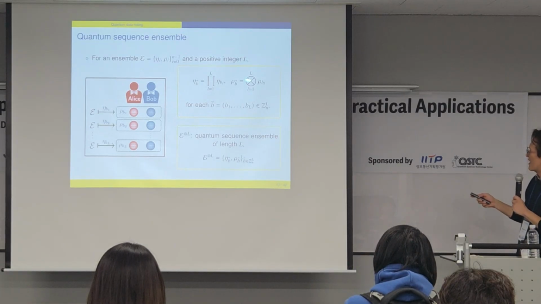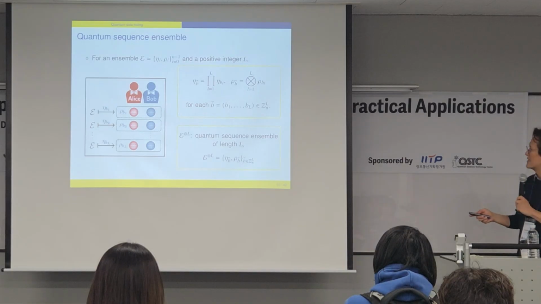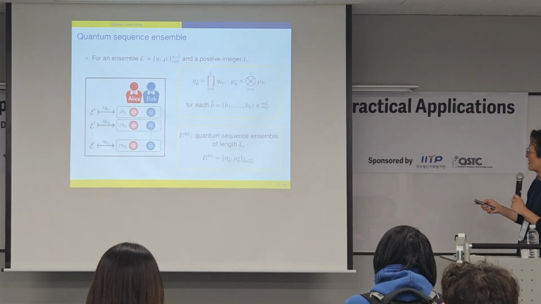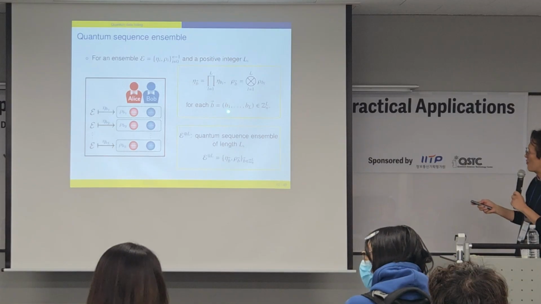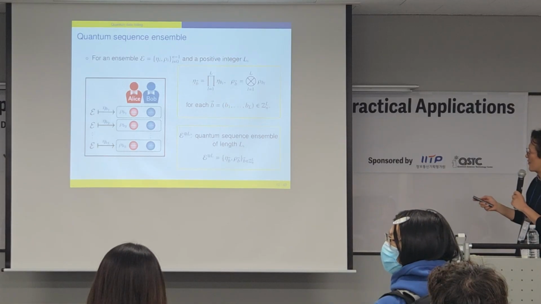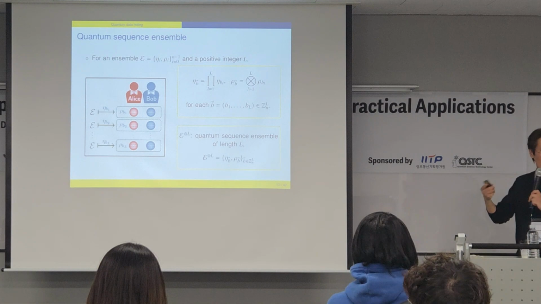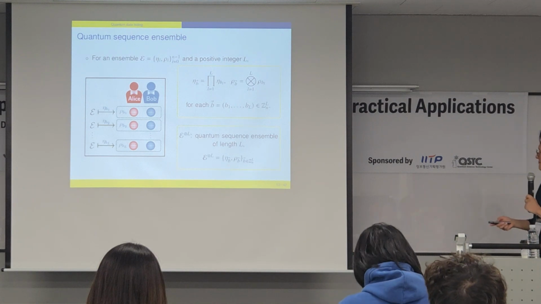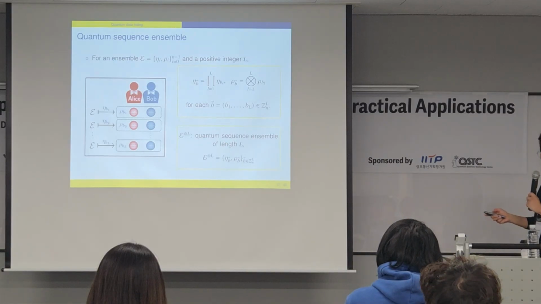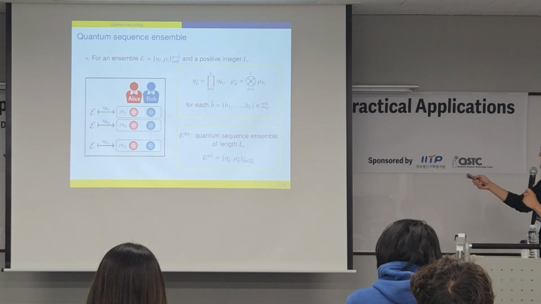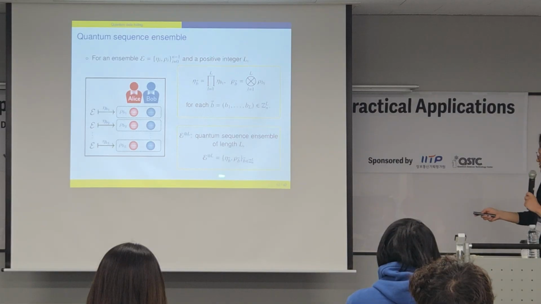Because this is a sequence of quantum states, this vector will be used as the index of this sequence. That means that on the first round, rho_V1 is prepared. On the second round, rho_V2 is prepared, and so on. So I use this notation, epsilon, that represents the ensemble of these quantum sequences, together with these corresponding probabilities.